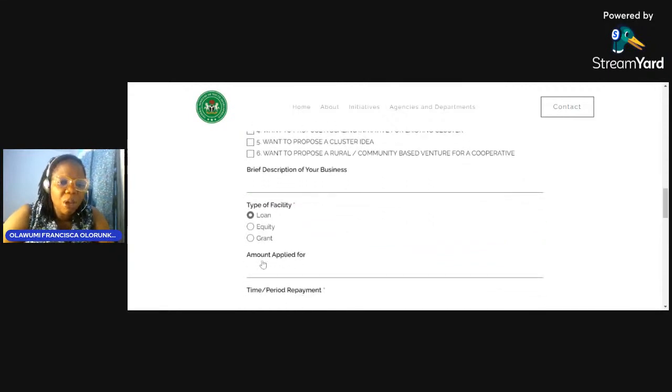So now here you'll be requested to select the type of facility that you want. Is it a loan? Is it an equity? Equity is different from loan and grant. I'm going to check the meaning of that so I don't give you a wrong definition. I'm coming.